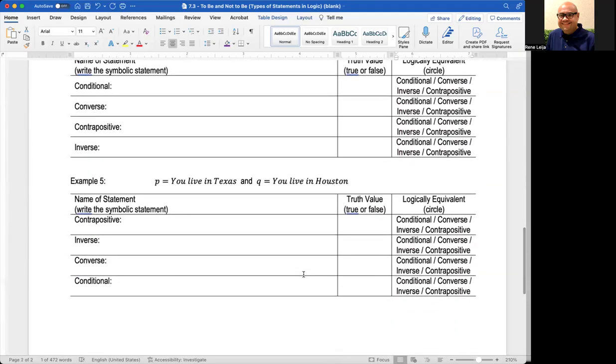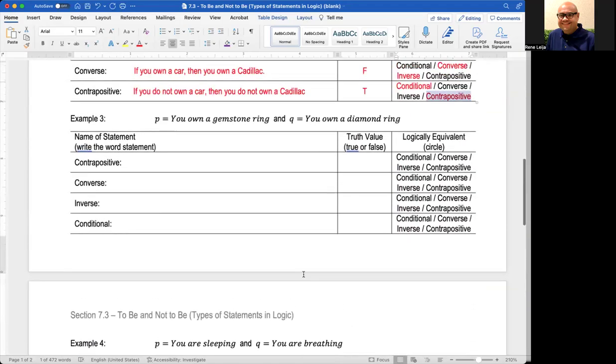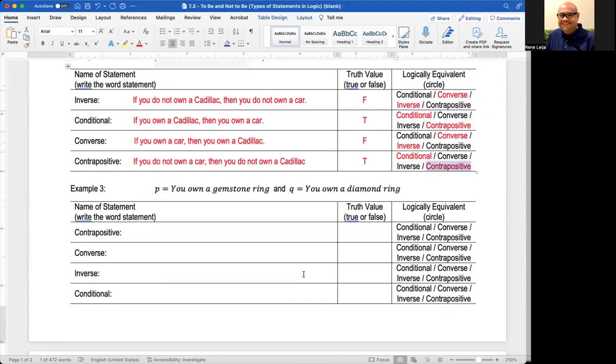Okay, so I don't think I need to go through the rest of this. I'm going to let you do this, and then you can look at the worked out answers on Blackboard to see if you got them right or wrong.